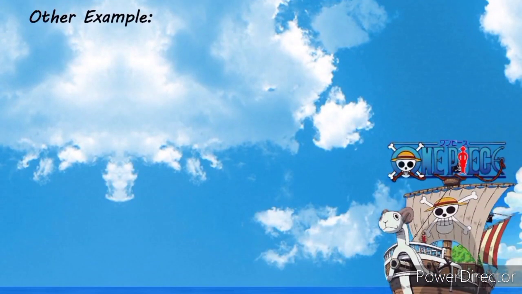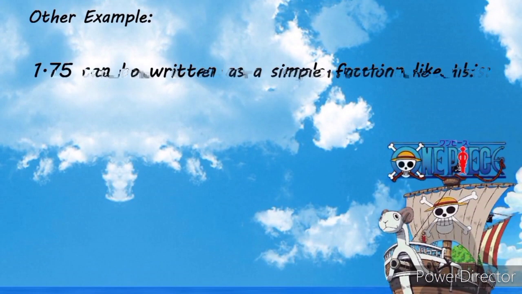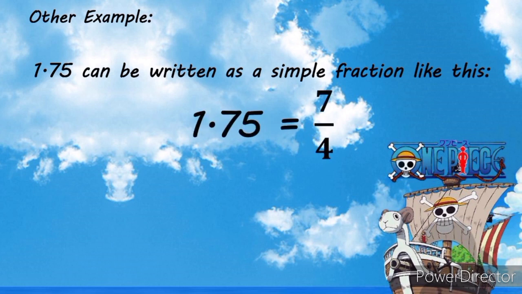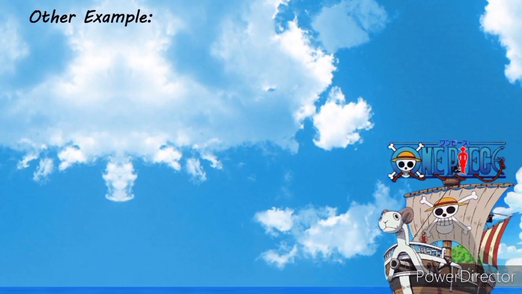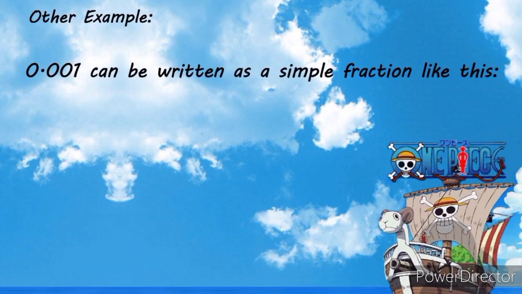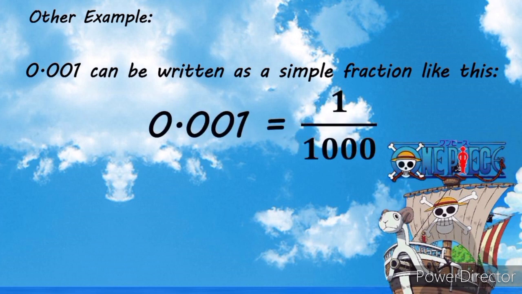Let's try this given example. 1.75 can be written as a simple fraction like this. 1.75 is equal to 7/4. This is rational number. Another example, 0.001 can be written as a simple fraction like this. 0.001 is equal to 1/1000. And this is an example of rational number.